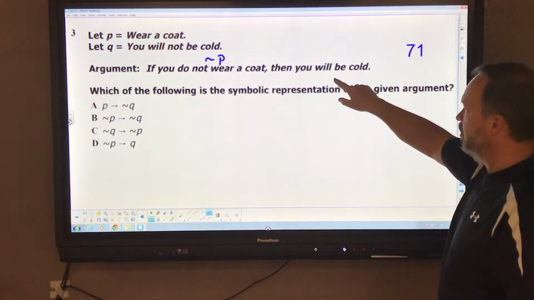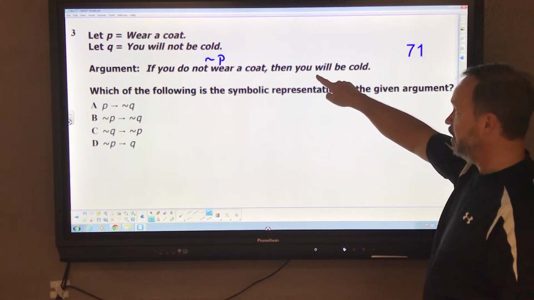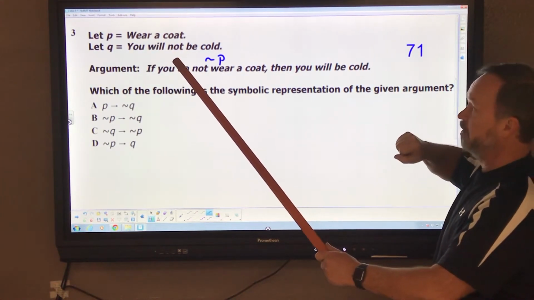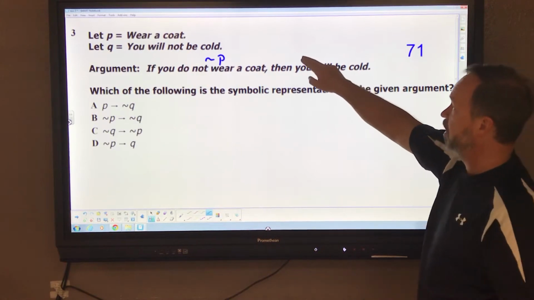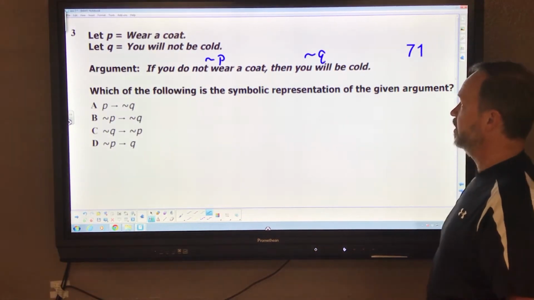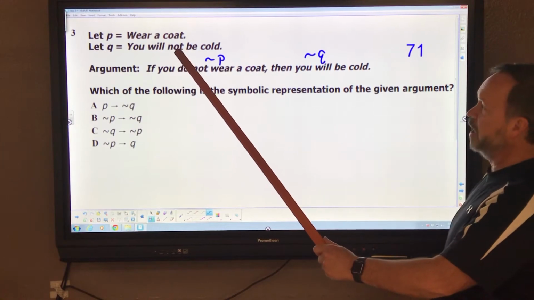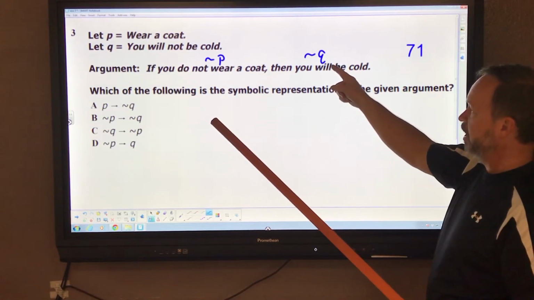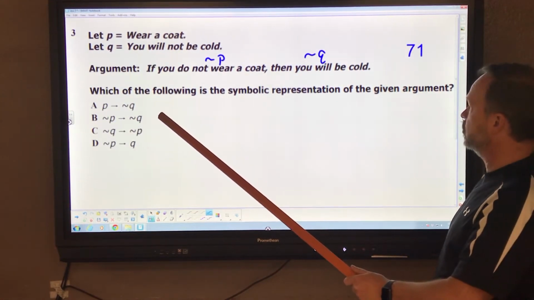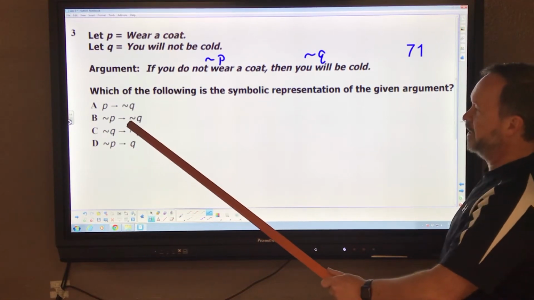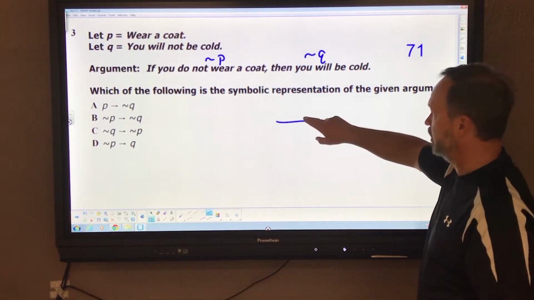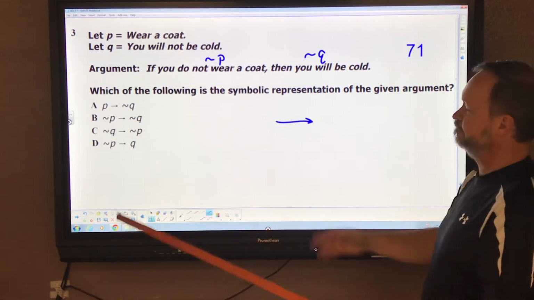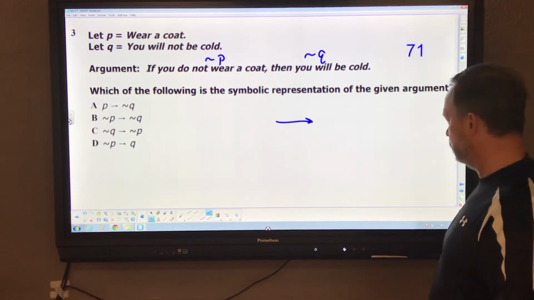And then the second one, the conclusion, says then you will be cold. Well, that's related to Q, but it's not Q, because Q says you will not be cold, and this says you will be cold. So this is not Q. It's the opposite, or the negation, of the Q statement. So not cold is will be cold. And so you can see that not P implies not Q. And so that answer is B. Not P implies not Q. And that's what the arrow is, in case you've forgotten. It implies, or hypothesis and conclusion.